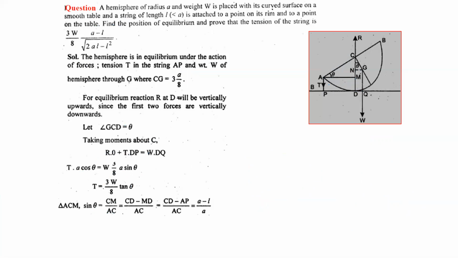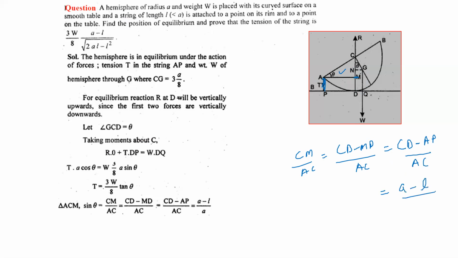You can see sine theta is CM by AC in this triangle. CM is the perpendicular, AC is the hypotenuse, and CM can be written as CD minus MD, upon AC. And MD is equal to AP, that is the length of the string. You can see this is the string, so upon AC. Now CD is the radius, AP is the string, and AC is the radius. So sine theta is (a minus l) by a.